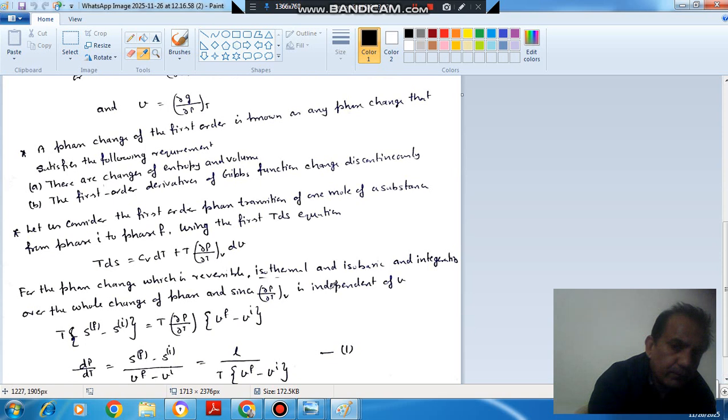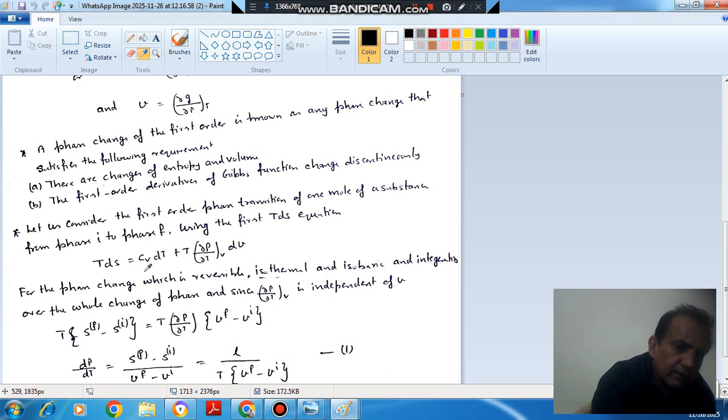Now we will derive the Clausius-Clapeyron equation. From the first T dS equation, we have T dS equals Cv dT plus T (∂P/∂T) at constant V dV. During transition or phase change, temperature remains constant, so the first term will be 0. Pressure also remains constant, so ∂P/∂T will be a constant quantity.